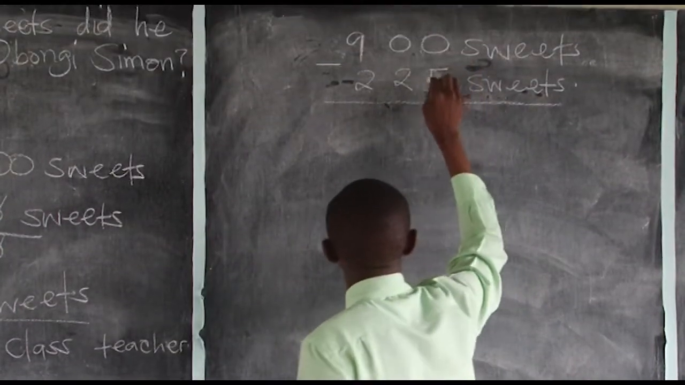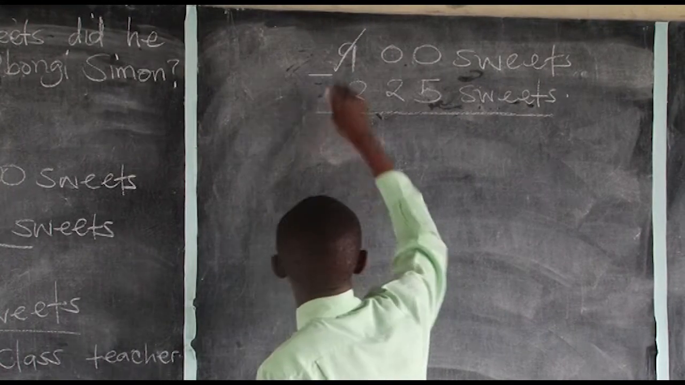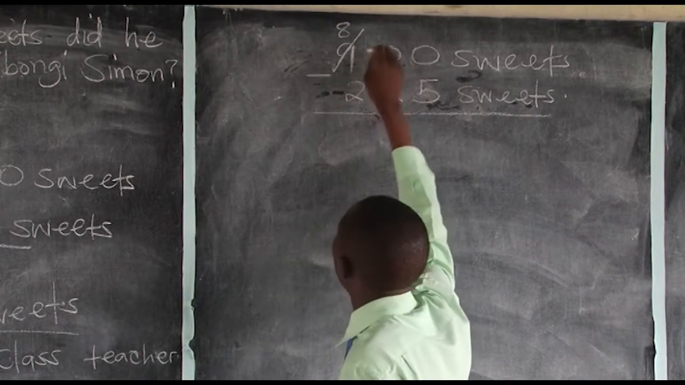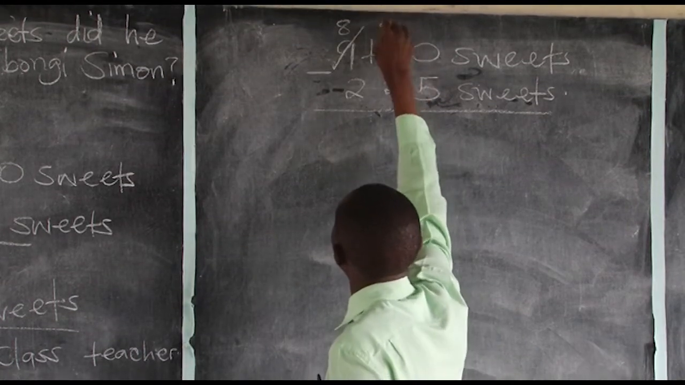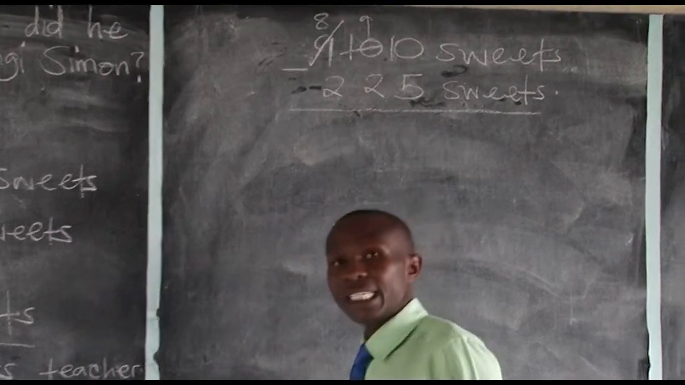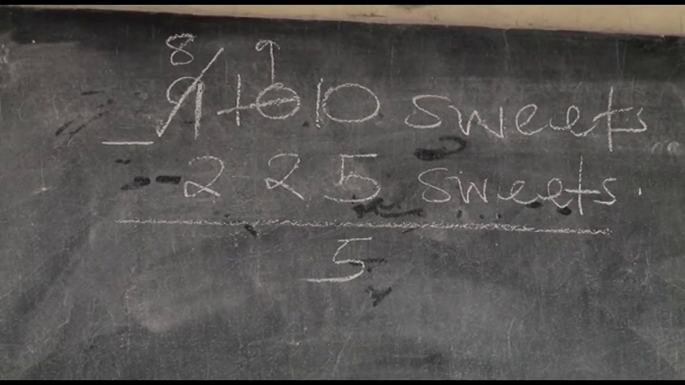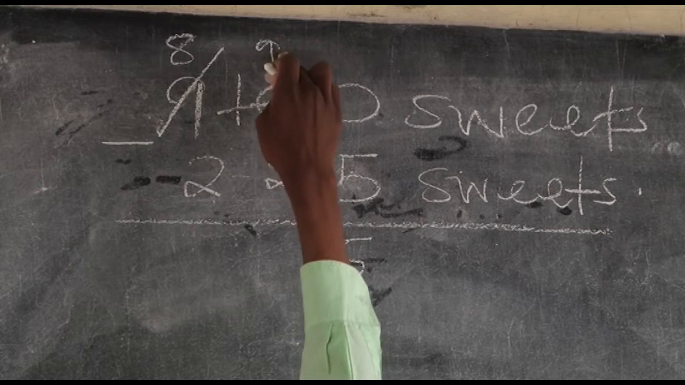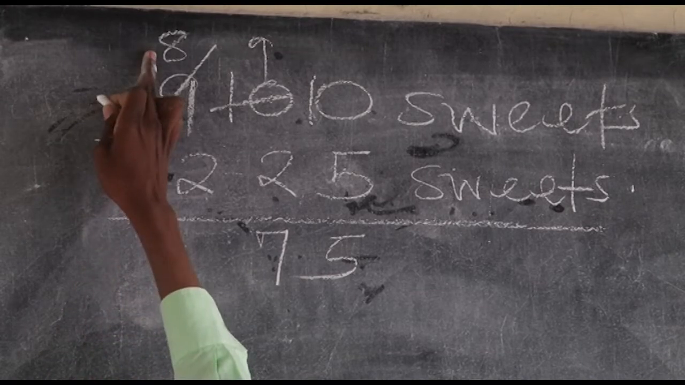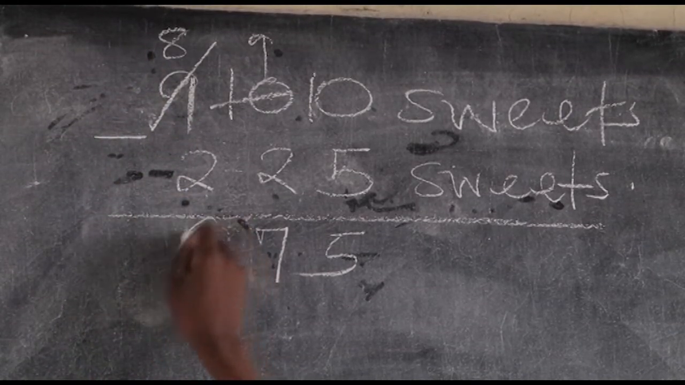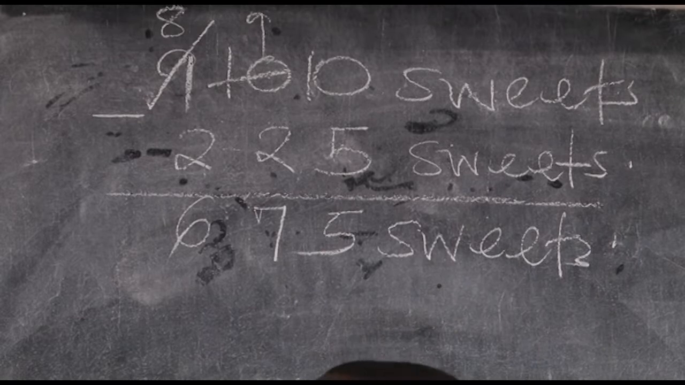Let's see. 0 take out 5, impossible. You can't borrow one here. Let's borrow here one. When we borrow there one, we remain with 8. When we remain with 8, we put one here to make 10. 10, we shall also borrow one. We leave here 9. We make this 10. 10 take out 5 will give us 5. Then 9 take away 2 gives us 7. Then 8 take away 2 gives us 6. All this will be number of sweets.